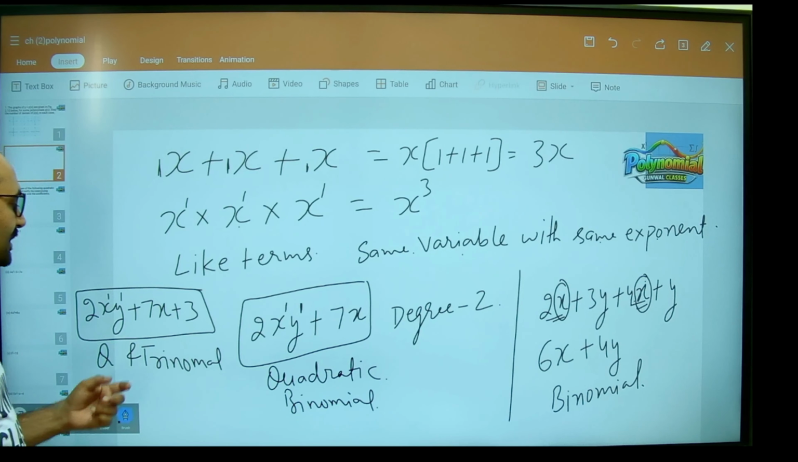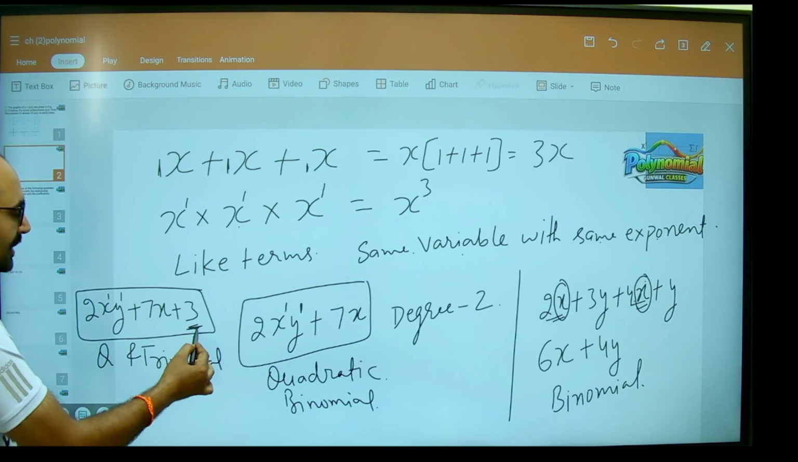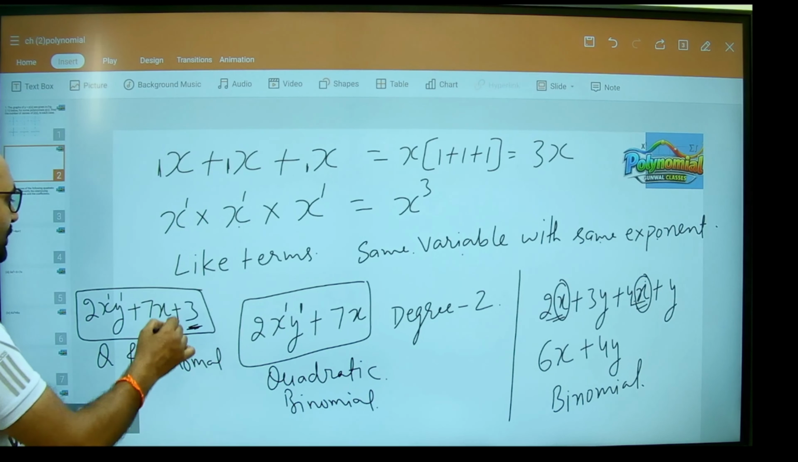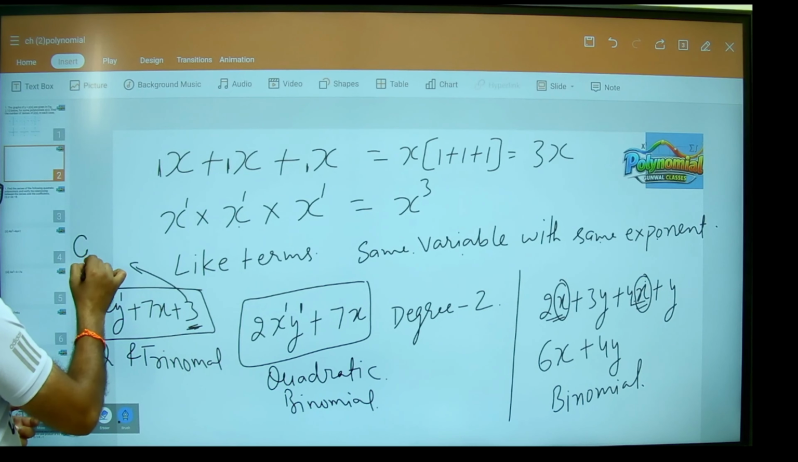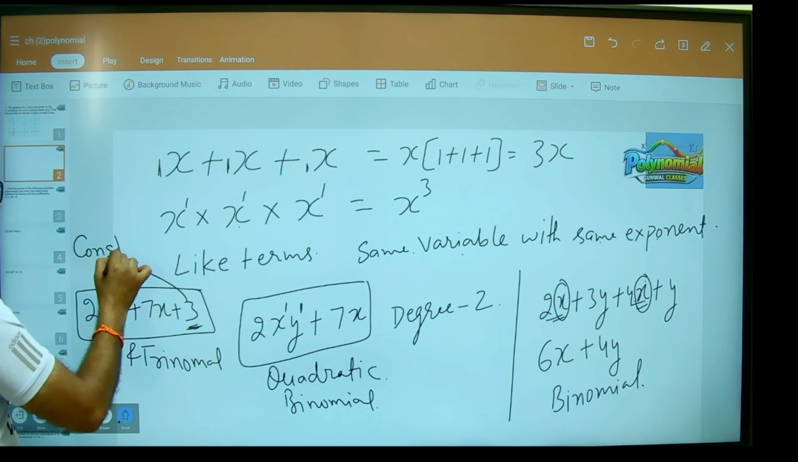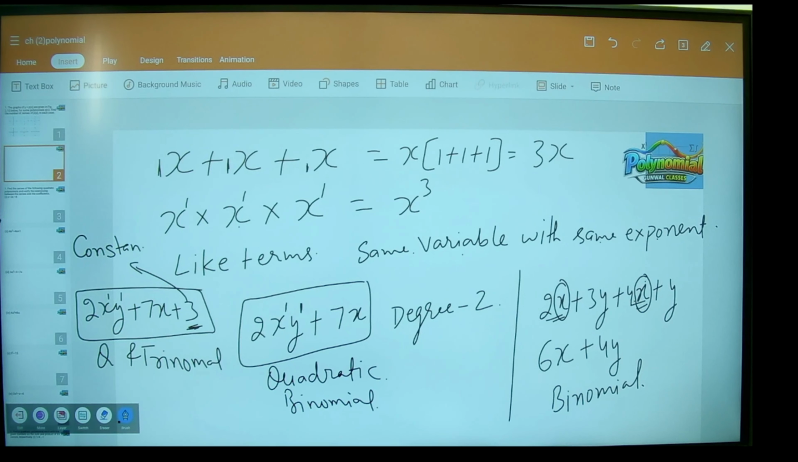What have we added here? We added 3. 3 without variable. This term is known as constant. This is constant.